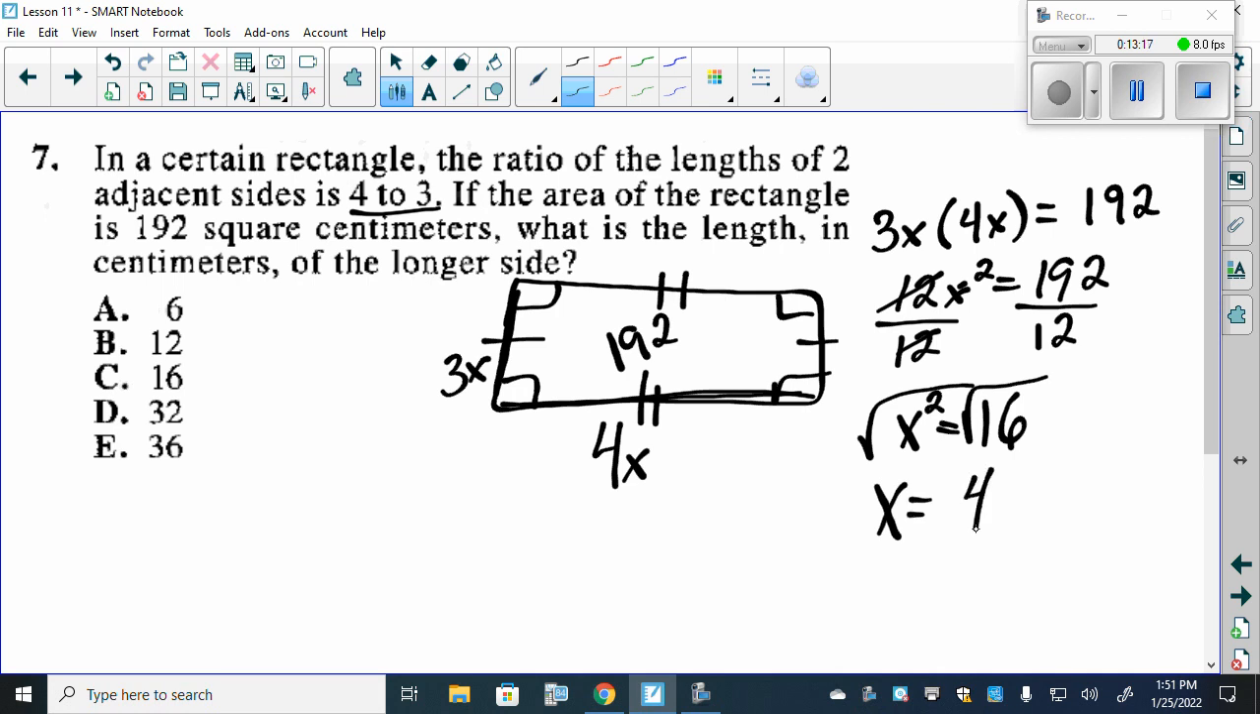Now, for those of y'all that are still in Algebra 2, and those that had it last year, because again, when we square root both sides, we have the plus or minus. But here I'm talking about what? Can we have a negative length? No. So we don't include the plus or minus. So 3 times 4 is 12. 4 times 4 is 16, which one did it want?